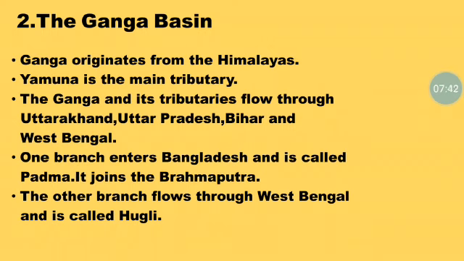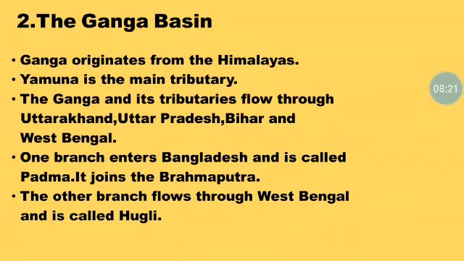And the other branch flows through West Bengal. That other branch which flows through West Bengal is called Hooghly. Understood, children? It's very simple. From the Himalayas, Ganga flows down through all the states like Uttarakhand, Uttar Pradesh, Bihar and West Bengal, and once it reaches West Bengal, it splits into two branches. One branch enters Bangladesh and is called Padma, and the other branch which flows through West Bengal is called Hooghly.